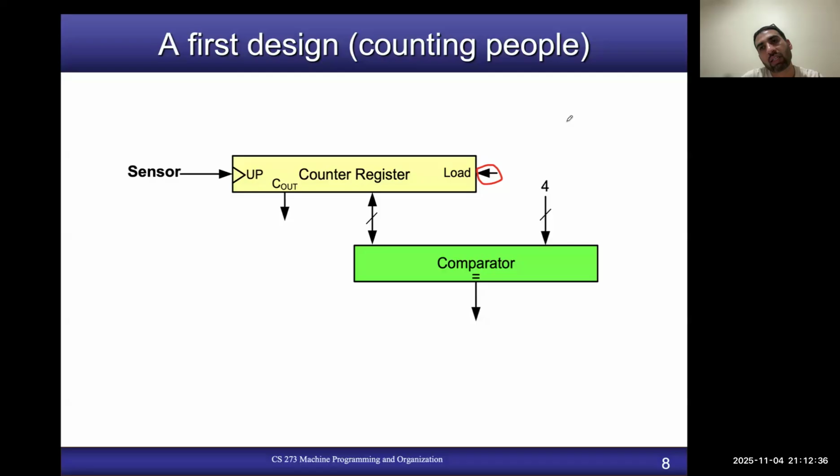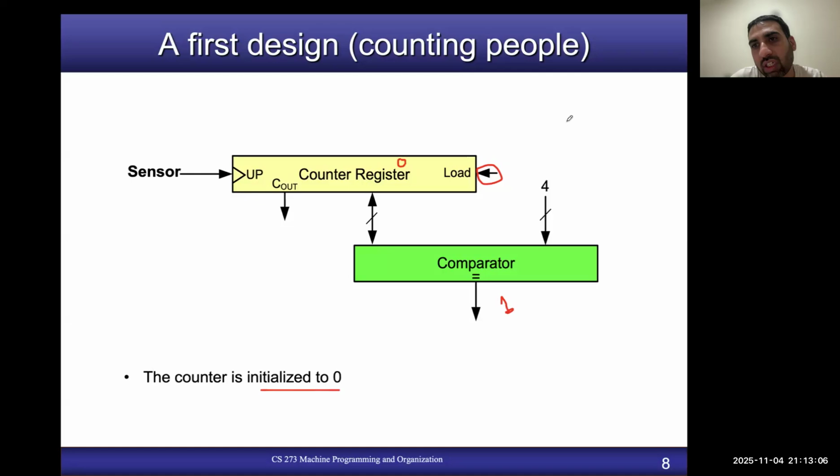One other thing we are doing is connecting the output of the counter register with a comparator, and the other input to the comparator is 4. The comparator will give us 1 when these two inputs are the same. So we are asking the comparator to give us 1 when we have counted 4 people. We can initialize the counter to 0 here.